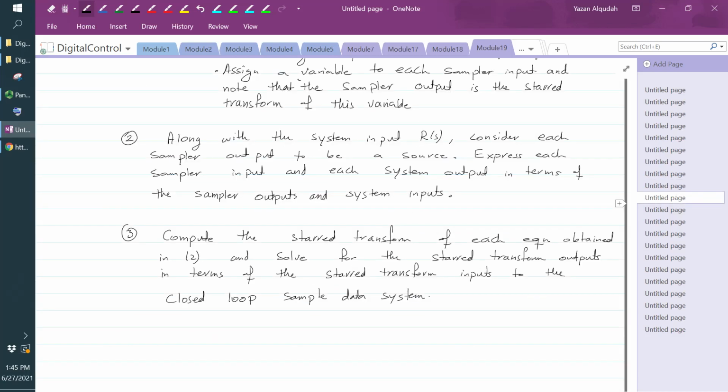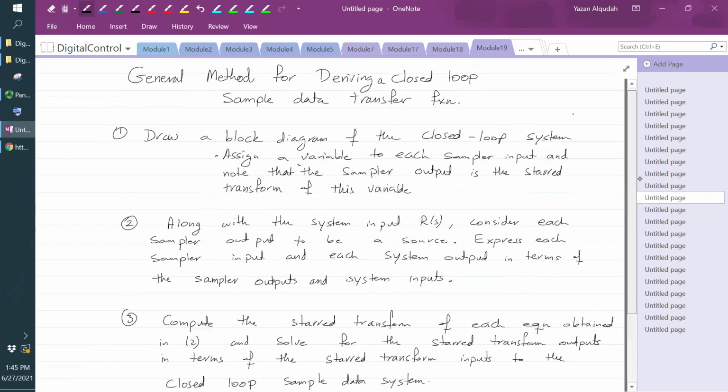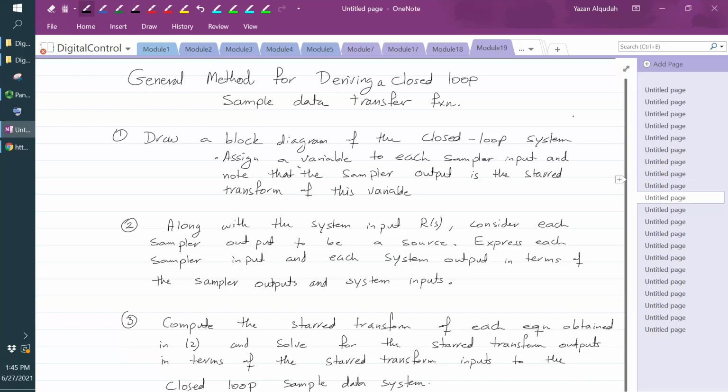Let's look at another example, and before we look at it, let's look at the general method for deriving the closed loop sample data system. We're going to draw a block diagram of the closed loop system. We're going to assign variables to each sampler input and output, and we're going to star the output of the sampler.